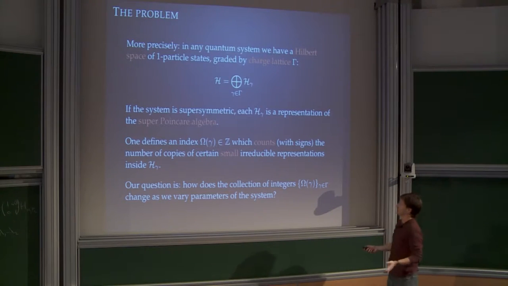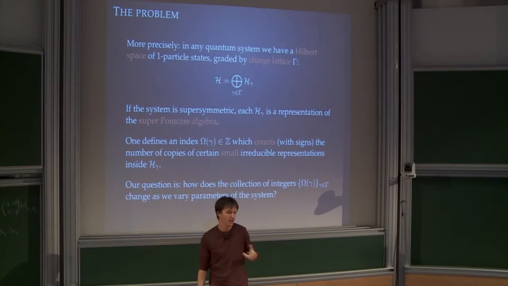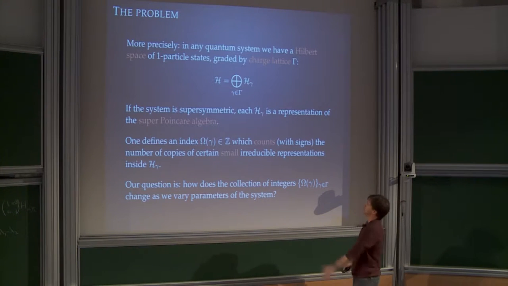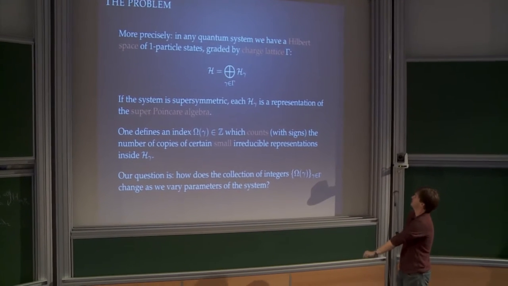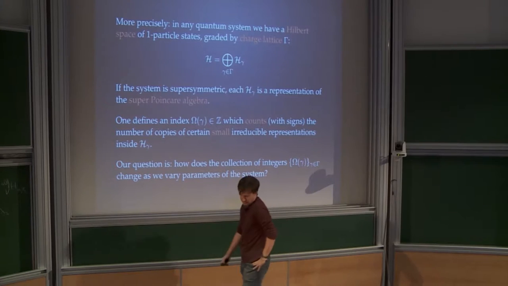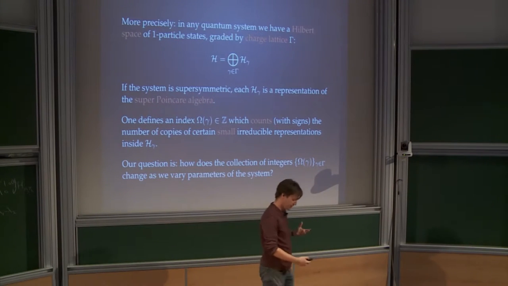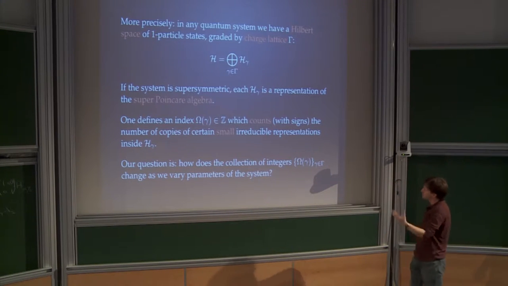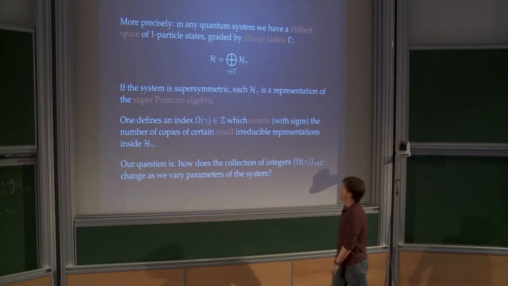You can think of, for example, electromagnetism, then this gamma will be literally a rank 2 lattice just parameterizing the electric and magnetic charge of any given particle. So we have a Hilbert space, and it's divided up into these pieces. For a random physical system, each of these would be a representation of just the Poincaré algebra, just the isometries of space-time. If it's supersymmetric, it's a representation of something a little bigger, what we call the super Poincaré algebra.